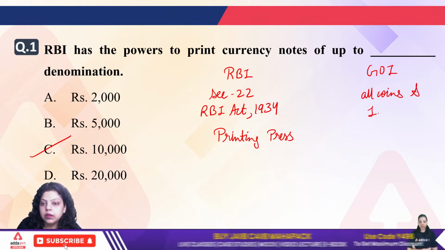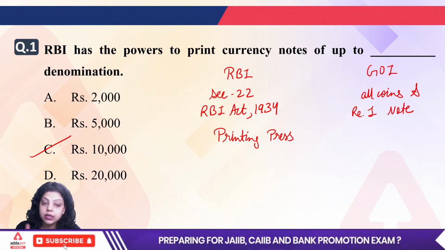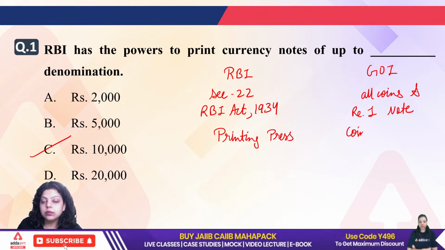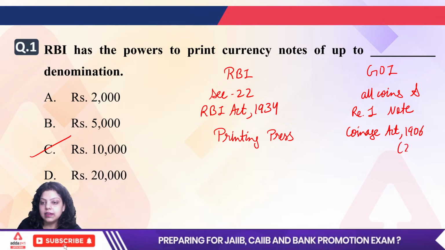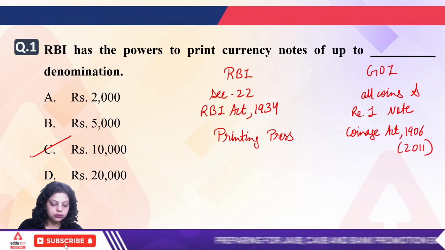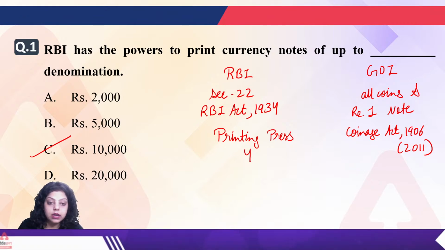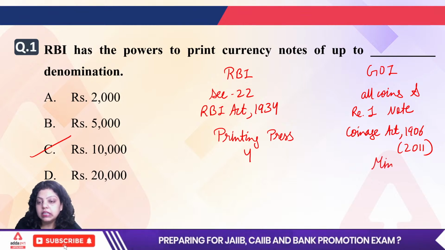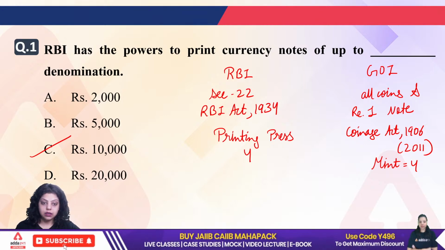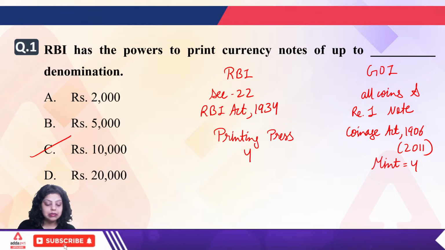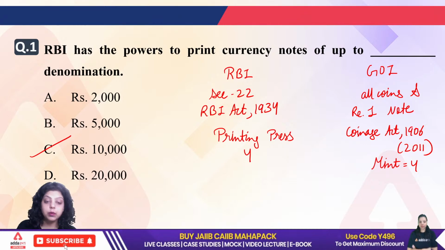All the coins and the 1 rupee note will be printed by the Government of India only under the Coinage Act 1906, whose latest amendment is 2011. There are 4 printing presses. Similarly, there are 4 mints where the Government of India manufactures the coins, and there are 4 mints in our country. Now let me know where these presses and mints are located. Nasik is one of them. What about the remaining 3 locations?